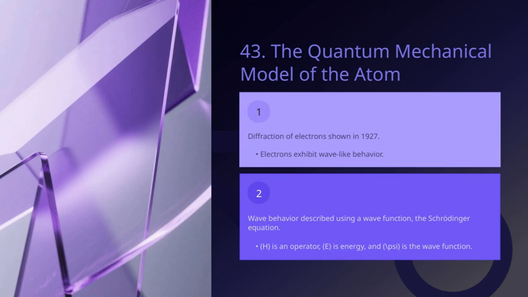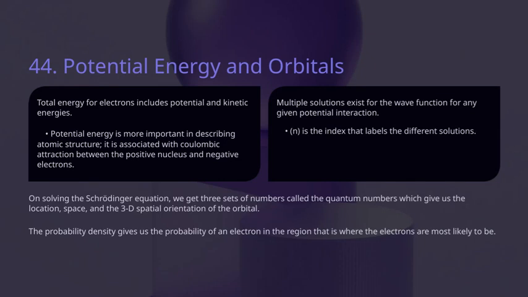Connecting this to our broader discussion, this wave-like nature of electrons is fundamental to understanding the quantum mechanical model of the atom. It helps us explain many phenomena that classical physics couldn't, giving us a more complete picture of atomic and subatomic behavior. Now let's talk about the index, which we denote as N.